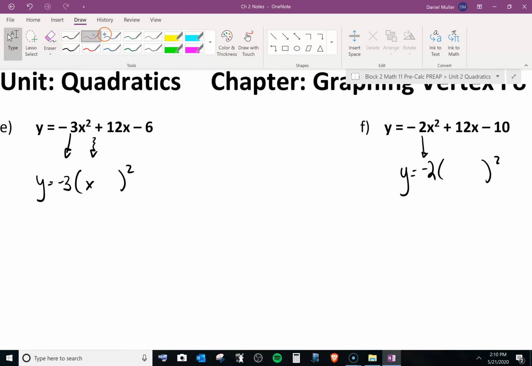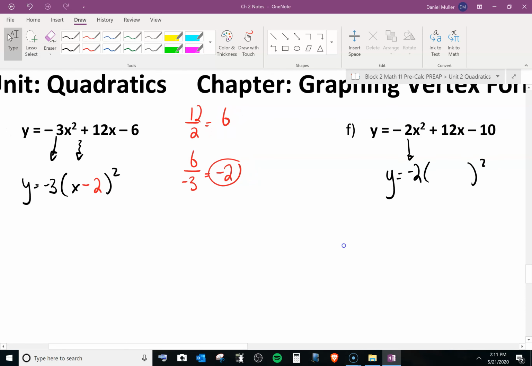Then we need to take the middle number and cut it in half to get 6. And then we take that 6 and divide it by the number in front, -3. 6 divided by -3 is -2. So that's what goes there.